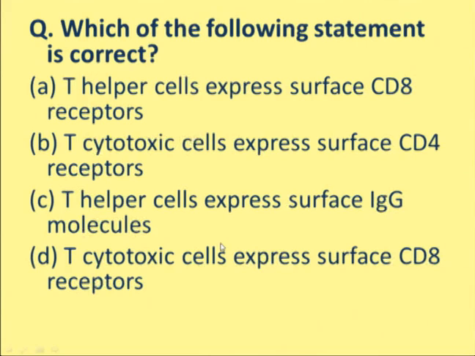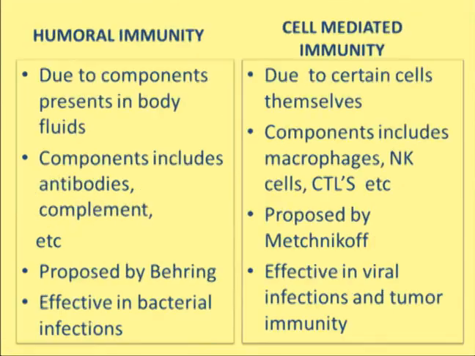Yes, this is the right option, that is D, because we know that only TC cells have CD8 receptors on their surface. This particular concept we have to remember. Now, among the types of immunity, there are two kinds, based on whether cells are directly involved in the elimination of the antigen or cells are producing certain molecules. Here we have to see the root of humoral immunity.